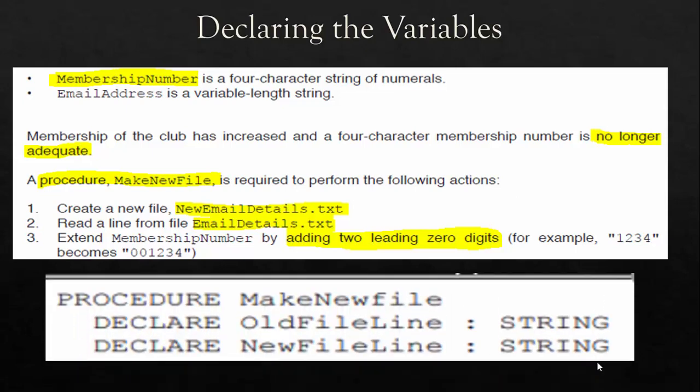So we have our procedure, make new file. We have the old file line or the original file line that's going to be declared as a string. And we're declaring new file line, adding the 2 digits in front of the old file line, as a string as well. And then we'll write that new file line. You could do it with 1 variable, file line. I have 2 here so we can separate it and make it easier to understand.